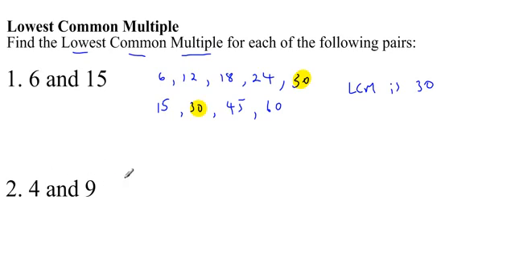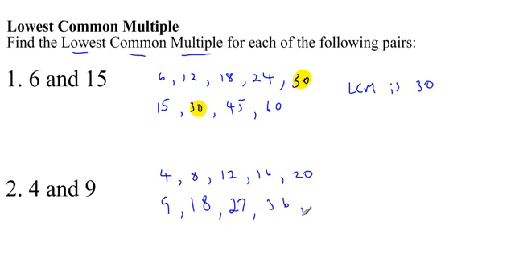Right, so I list the multiples of 4: 4, 8, 12, 16, 20, and then I list the multiples of 9: 9, 18, 27, 36, 45. I haven't found anything that's common, so I'm going to go back to the multiples of 4 and list some more of those.